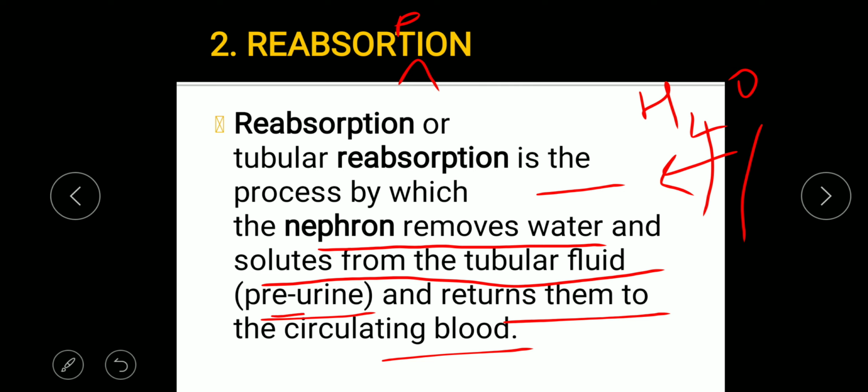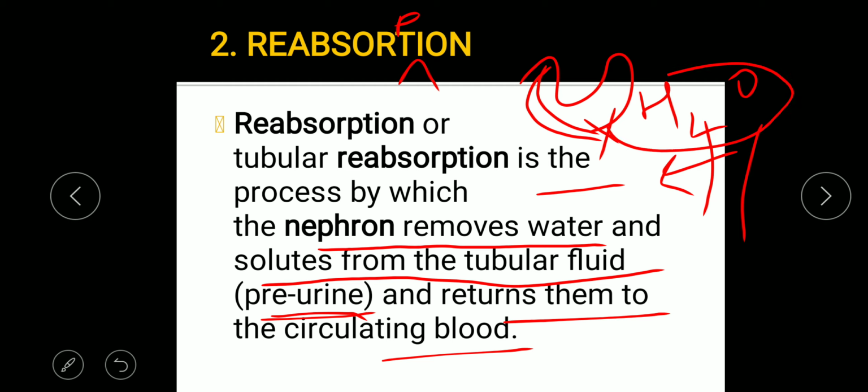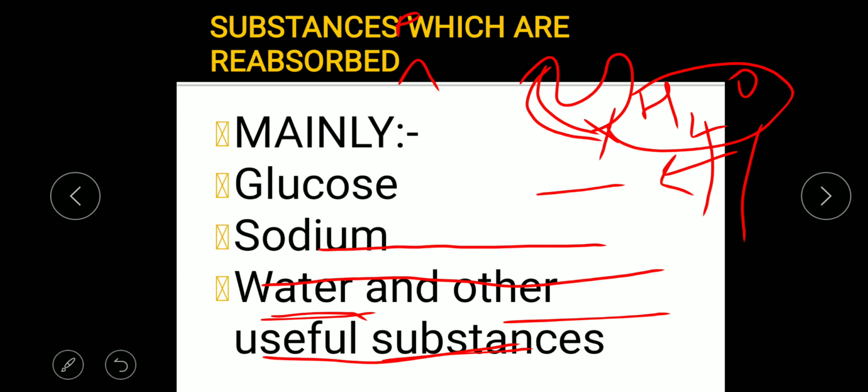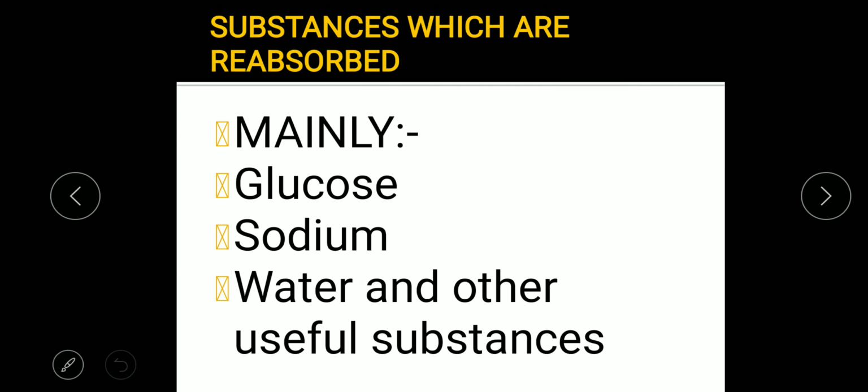Why is it said to be pre-urine? Because it is prior to the urine formation. Whatever glomerular filtrate is formed after the process of ultrafiltration is not at all the urine, it is pre-urine. So from the pre-urine the extra water and some solutes will be reabsorbed and given to the circulating body fluid, that is the blood.